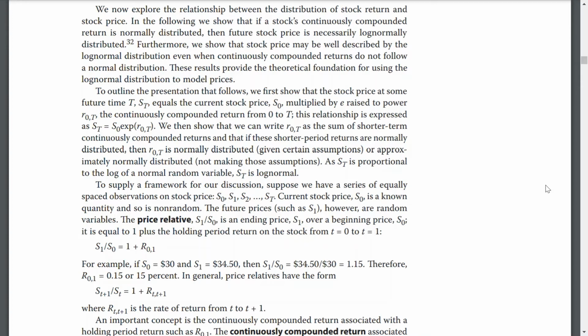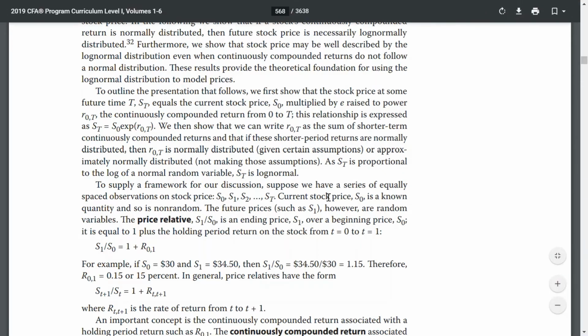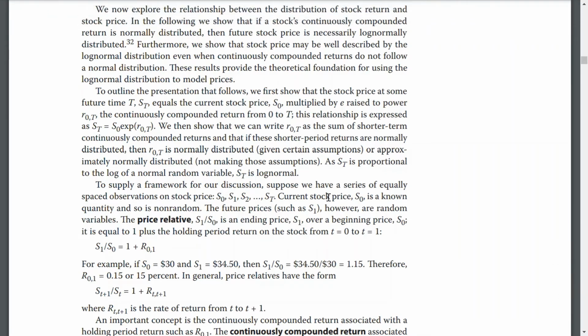To supply a framework for our discussion, suppose we have a series of equally spaced observations on stock prices, S_1, S_2, all the way to S_T. The current stock price S_0 is a known quantity, and so is non-random. The future prices, such as S_1, however, are random variables. The price relative S_1 divided by S_0, the ending price over the beginning price, is equal to 1 plus the holding period return of the stock.